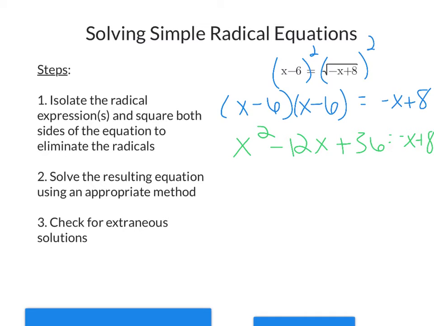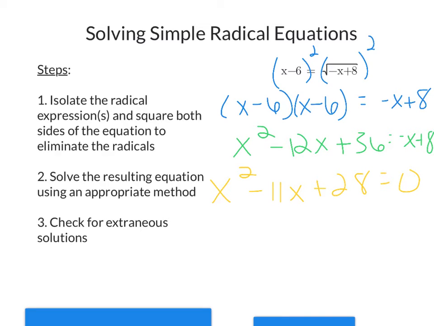I notice I'm left with a quadratic equation because my highest degree is 2, which means I need to set my equation equal to 0 and solve it using the zero product property. So I'm going to add x and subtract 8 from both sides of my equation, and I'm left with x squared minus 11x plus 28 equals 0.